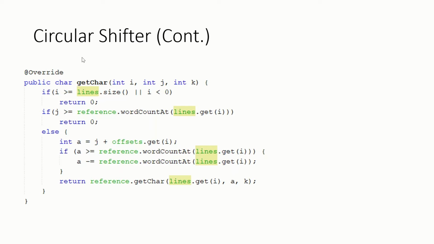The getCharacter for circular shifter will first find what line in its reference it should look to, and then how far offset that line would be. If that line has to wrap around, it will, and then it'll call the getCharacter for that line index at that offset word at that character.